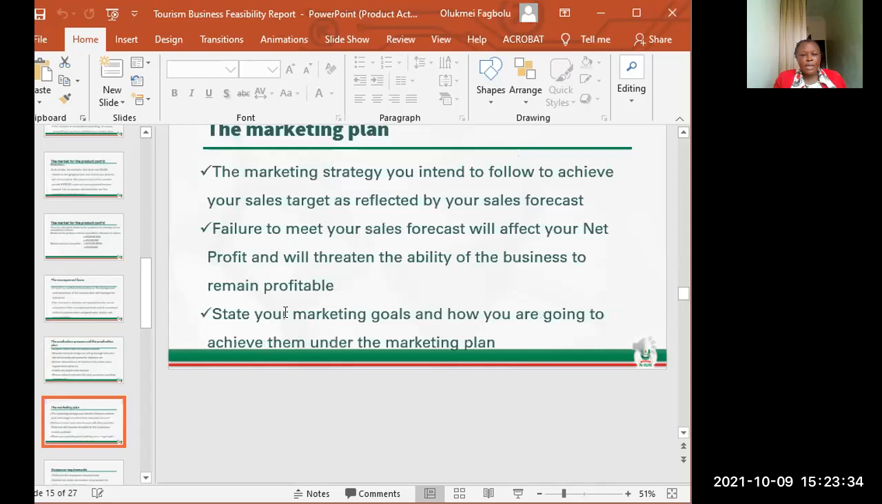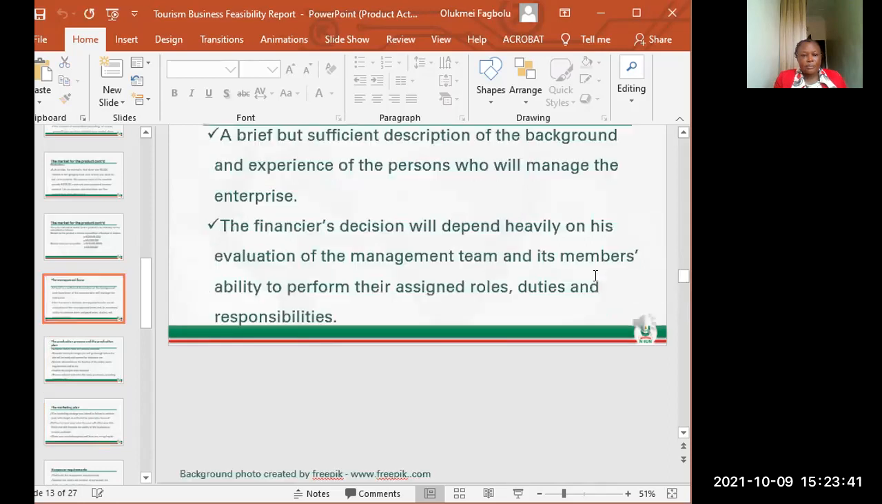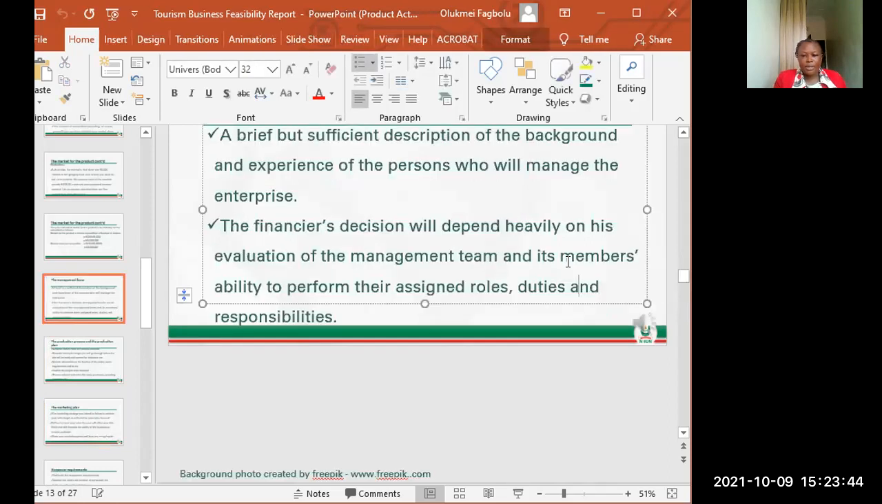Then after that is the marketing plan. It's going to involve the marketing plan.